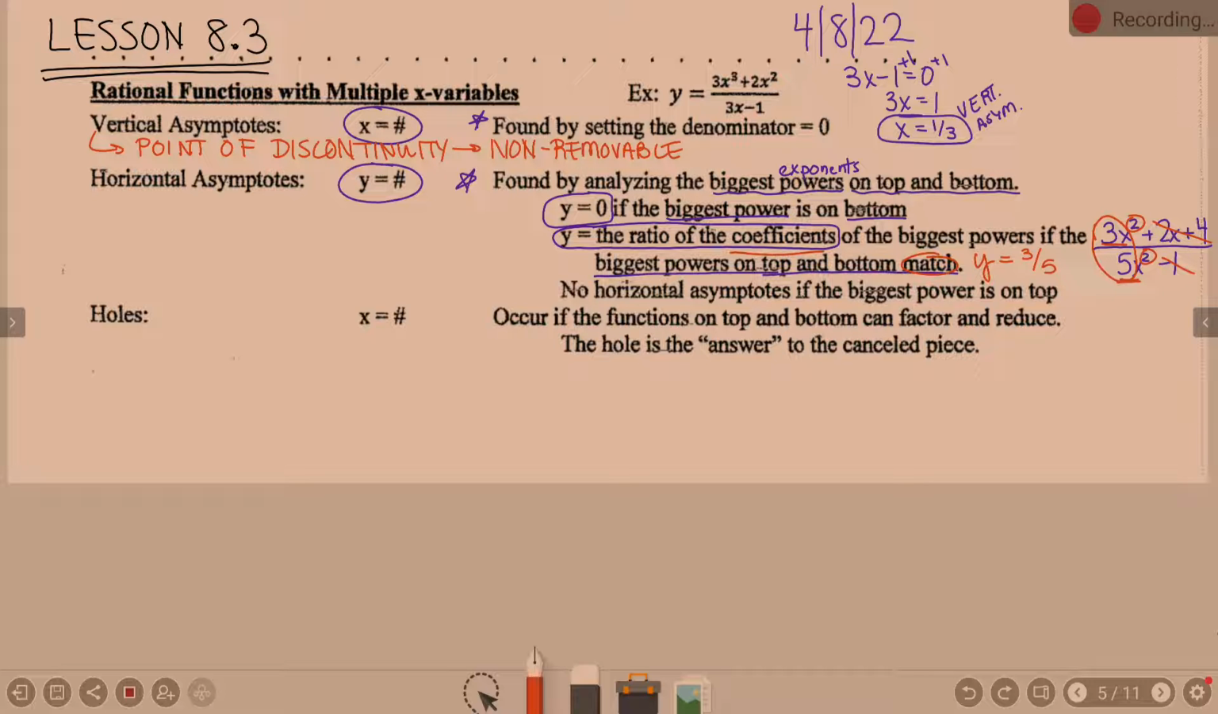And the third option is that there's a possibility there are no horizontal asymptotes. And when are there no horizontal asymptotes? If the biggest power is on top.